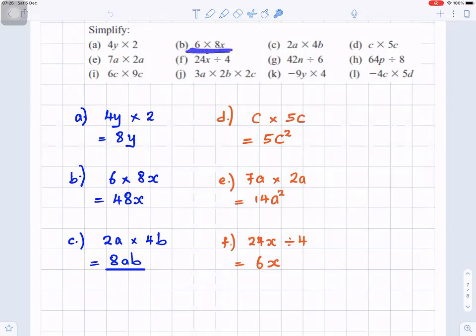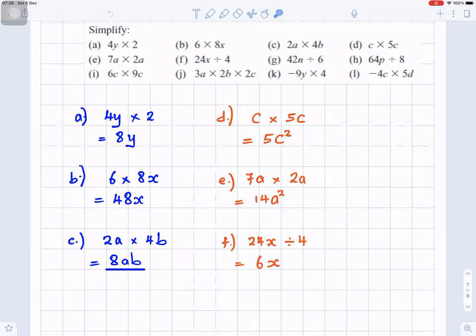6 times 8x. You do 6 times 8, which is 48, and you write the x, so it's 48x. 2a times 4b. You do 2 times 4, which is 8. A times b gives you ab. So the answer is 8ab.